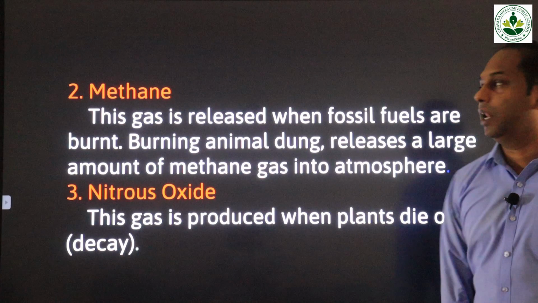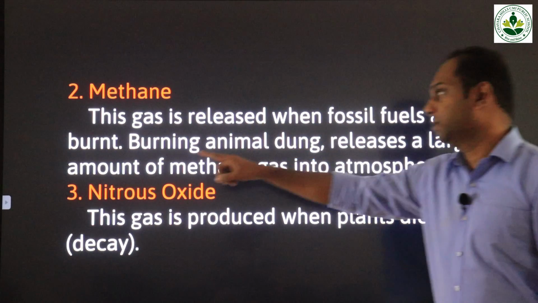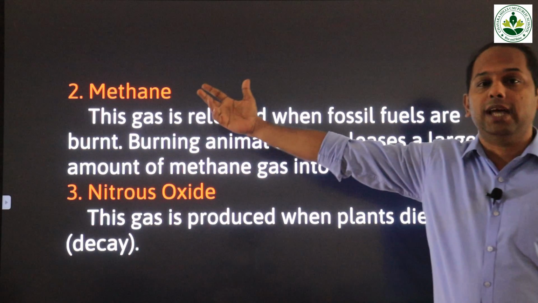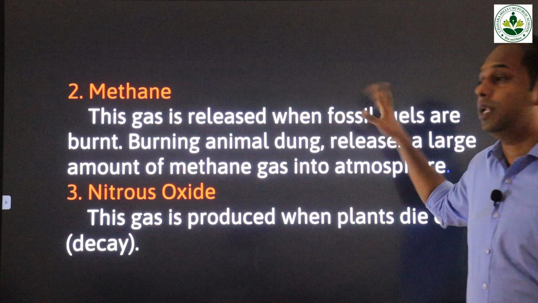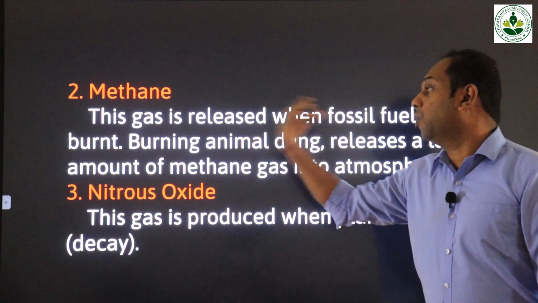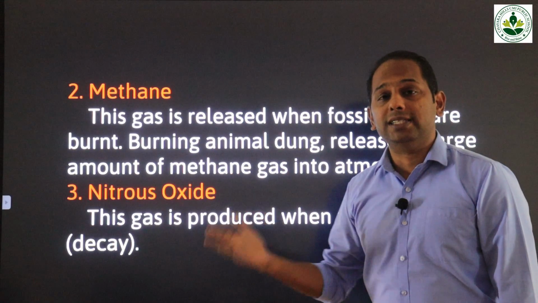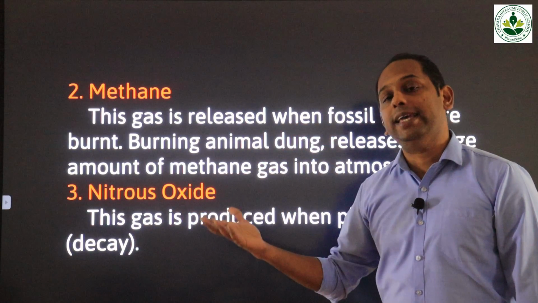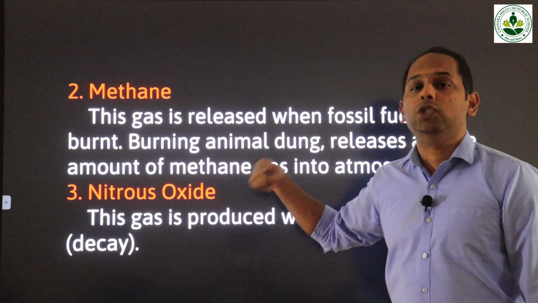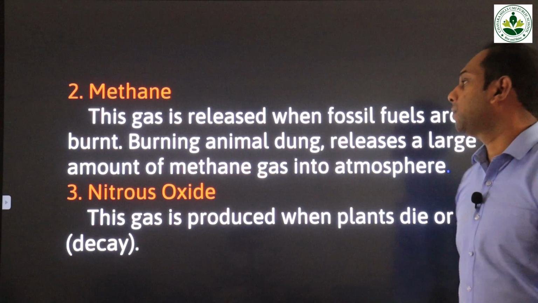Second one is methane. This gas is released when fossil fuels are burned. Okay, how is methane produced in the atmosphere? When the fossil fuels such as petrol, diesel, kerosene are burned. Or in other words, when we use more vehicles, and the vehicles run on these fossil fuels. So when we use more vehicles, what happens? The vehicles produce some amount of methane in the atmosphere.